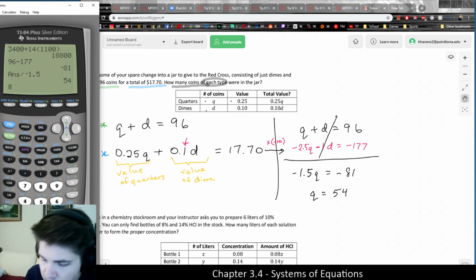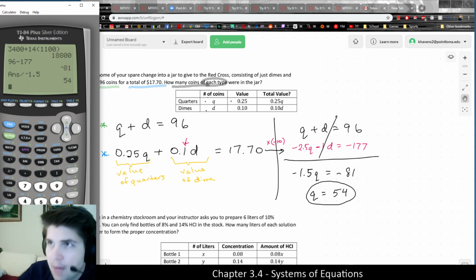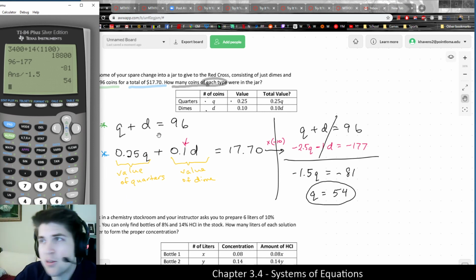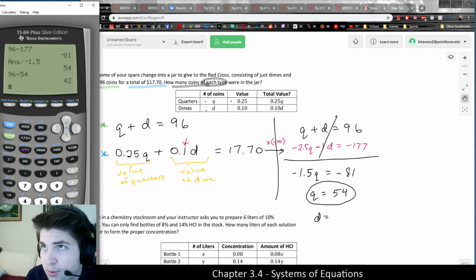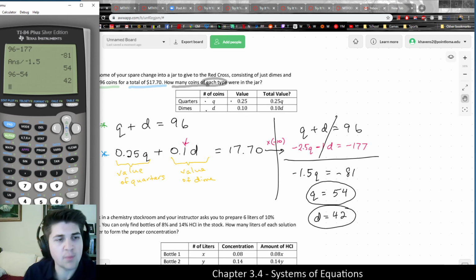And once I have 1, we reverse the substitution and plug it back in. I know the total was 96, so if I do 96 minus 54, that would give me my amount of dimes. So D should be equal to 42, the meaning of life. And there we have our answer.